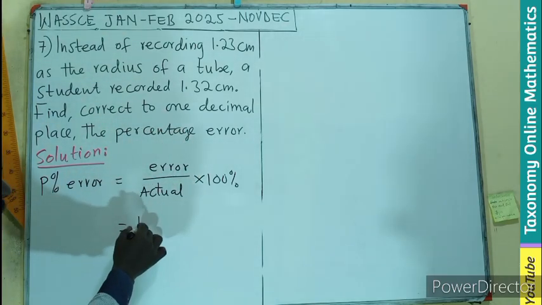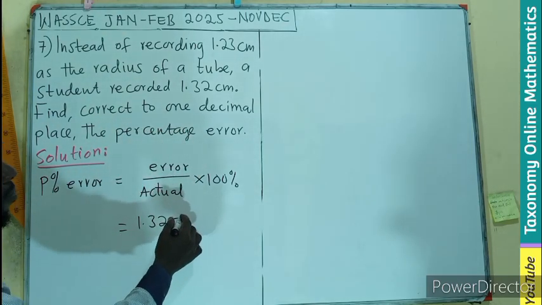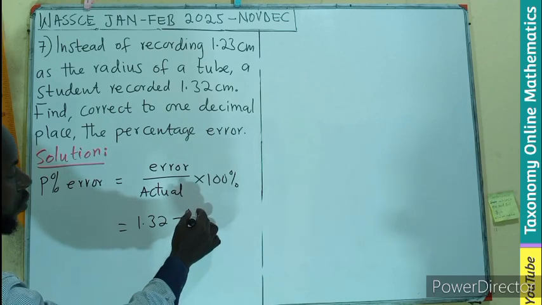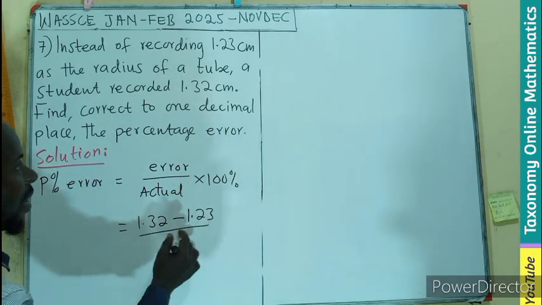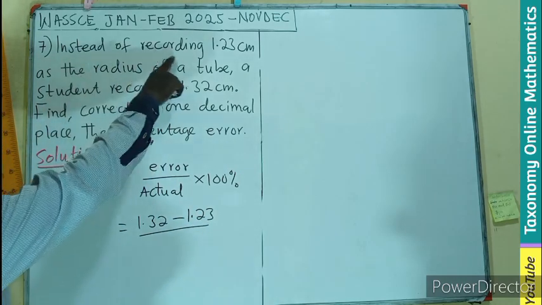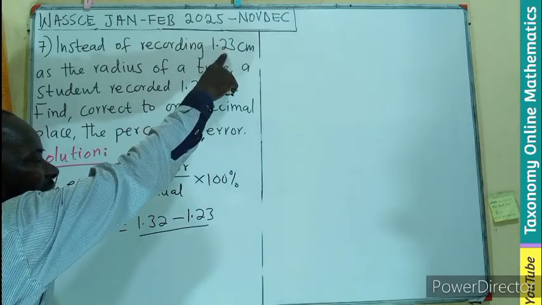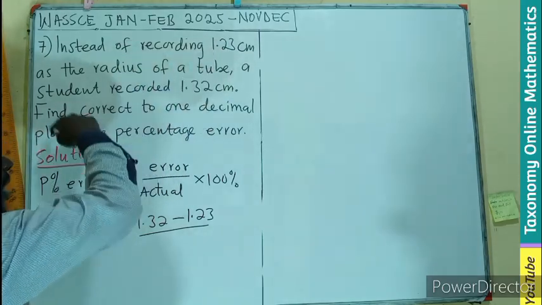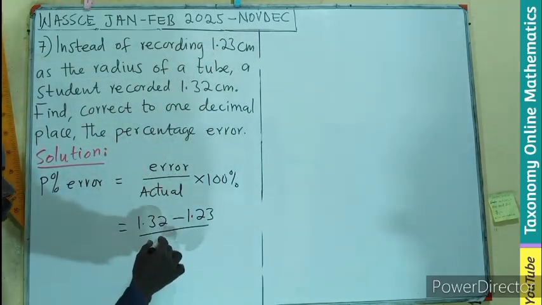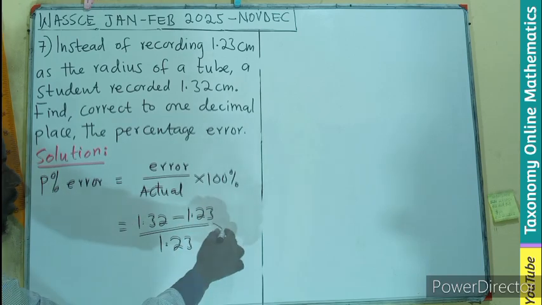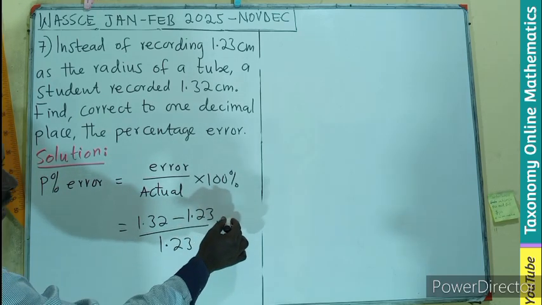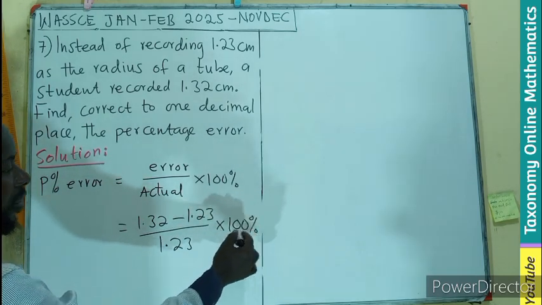So that means 1.32 minus 1.23, divided by the actual. Instead of recording this, this is the actual measurement. They did the measurement as this. So actual is 1.23. So multiply by 100%.